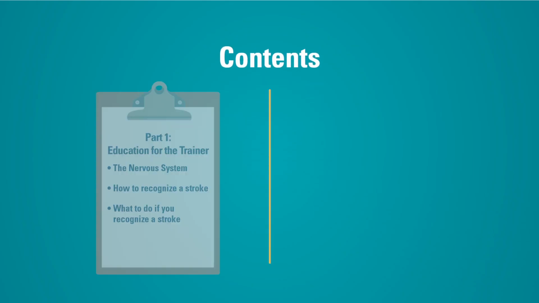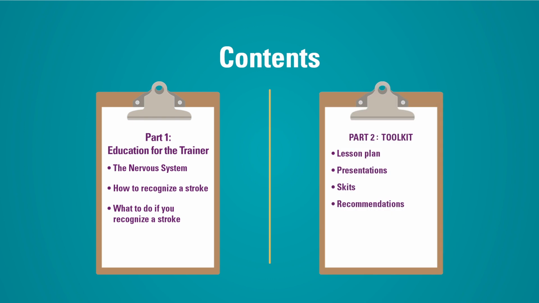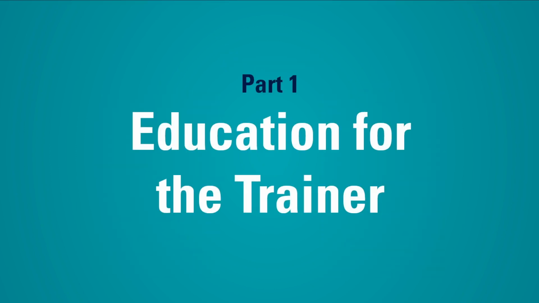The first part provides a trainer with basic information regarding the nervous system, how to recognize stroke, and what to do if you recognize a stroke. This will serve as a base of knowledge that will allow the trainer to successfully educate their audience regarding these issues. The second part of this program is an explanation of how to utilize the toolkit for the Youth Stroke Education Program. This is a training video for teachers. There's a separate PowerPoint presentation in the toolkit for educating students.